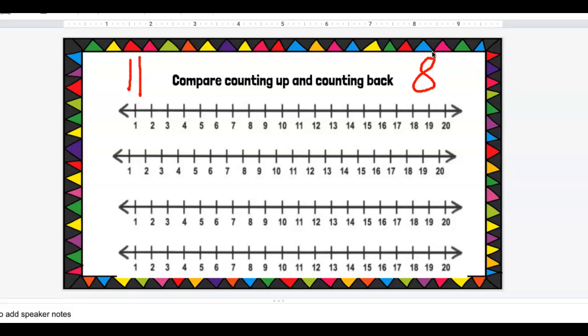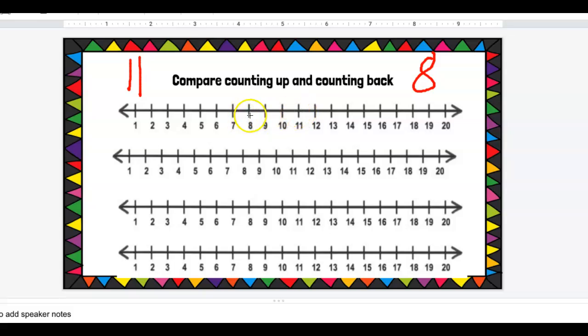There's several different strategies you can use to solve this number story, and I'm going to go over them, and I want you to notice which one is yours, okay? Because I'm sure you used one of these. So we have an 11 and an 8.